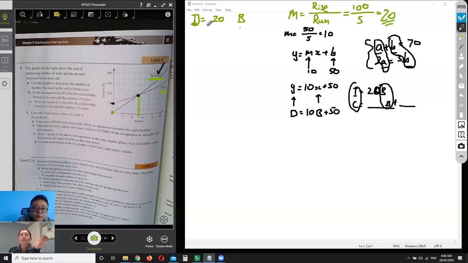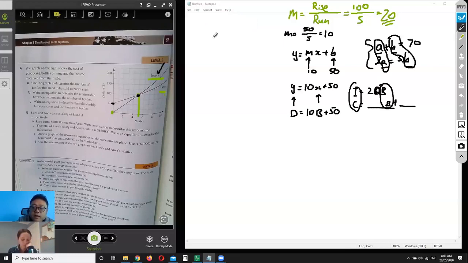So the cost in dollars equals $10 per bottle, and then plus 50 for whatever the reason is. For what? For the initial startup cost. Yeah, the setup costs. Good.